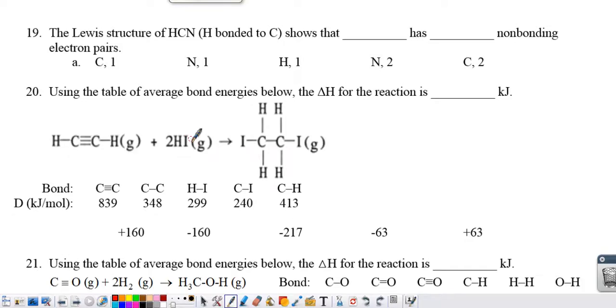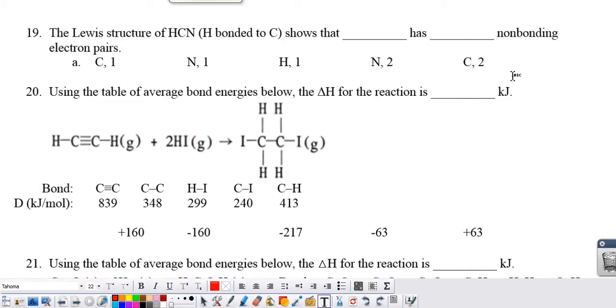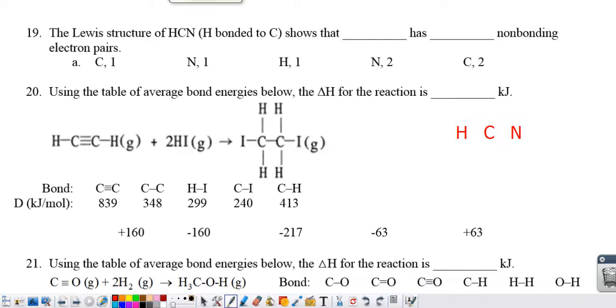Lewis dot structure of HCN. Might need to draw this one, people. Let's see. We have H, little space, C, little space, N. Let's add some dots on there. We'll do those in blue. Let's see. Nitrogen has 5. Let's put the double pair on this side. Carbon has 4.